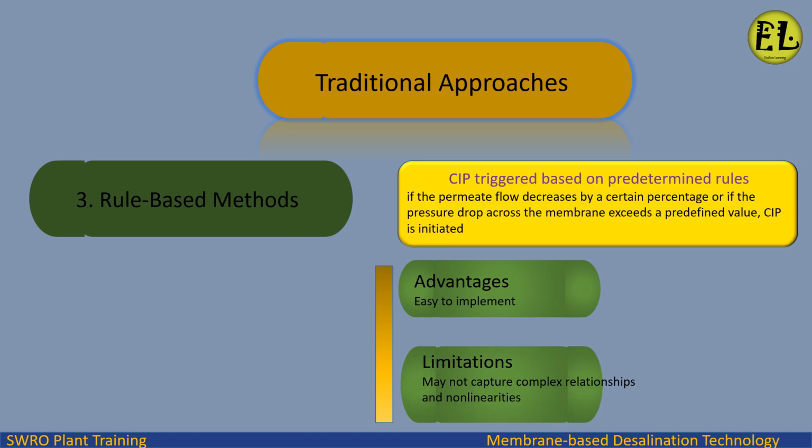Rule-based methods. Rule-based methods use predetermined criteria or thresholds to trigger CIP. For example, if the permeate flow decreases by a certain percentage or if the pressure drop across the membrane exceeds a predefined value, CIP is initiated. However, these fixed rules may not capture the complex relationships between various parameters affecting fouling or scaling, resulting in suboptimal timing decisions.